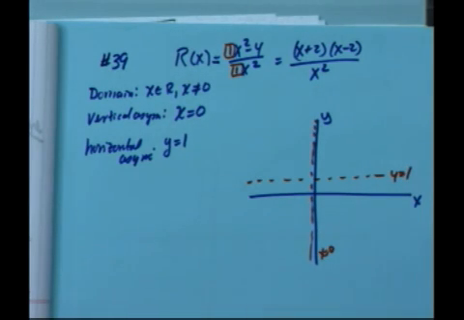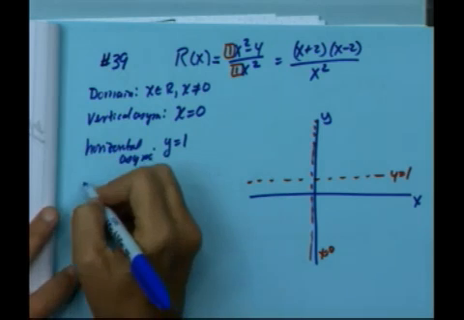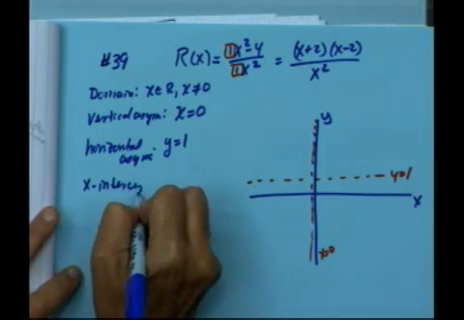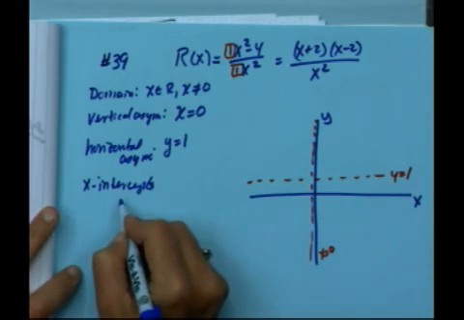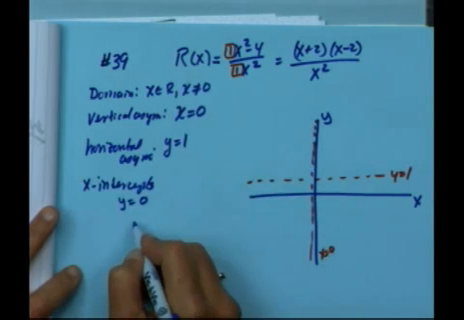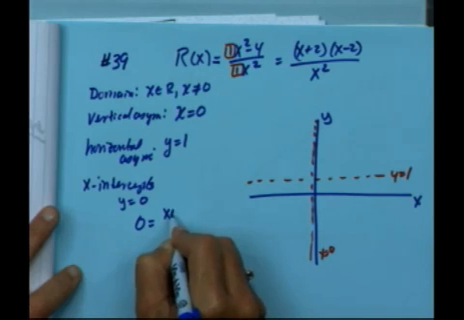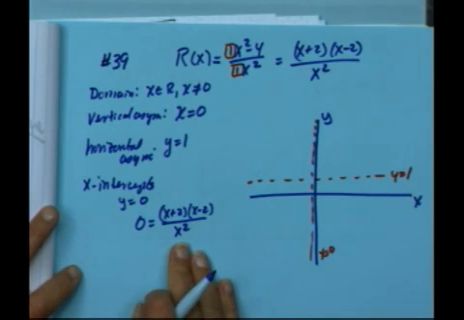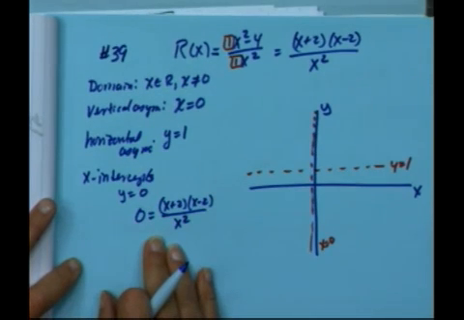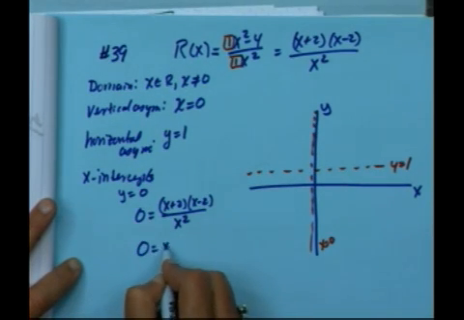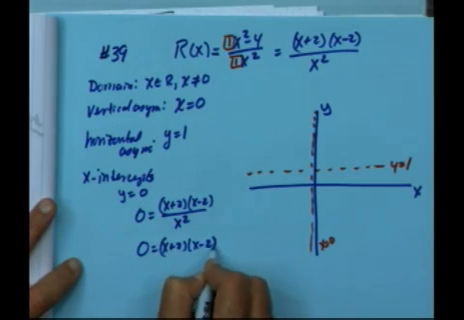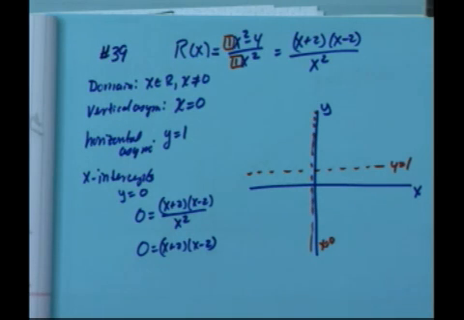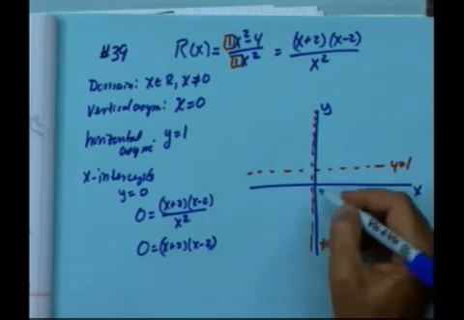Do you know any x-intercepts? How do you find your x-intercepts? Set y equal to 0. So we get 0 equals x plus 2, x minus 2 over x squared. Of course, x can never be equal to 0, so we could multiply both sides by x squared, and we get 0 equals x plus 2, x minus 2. What's my x-intercepts? Negative 2 and 2.